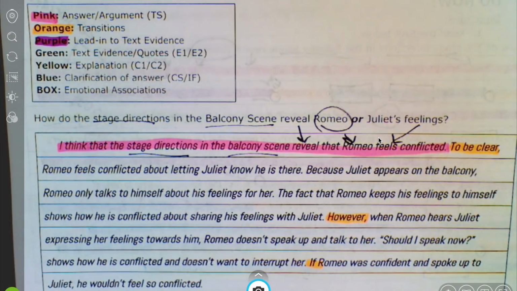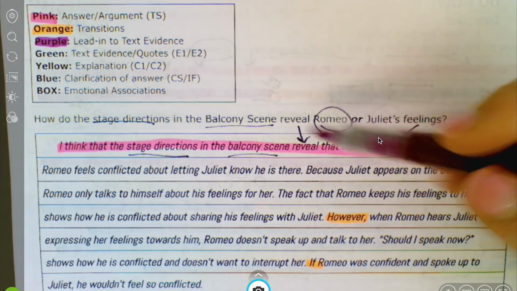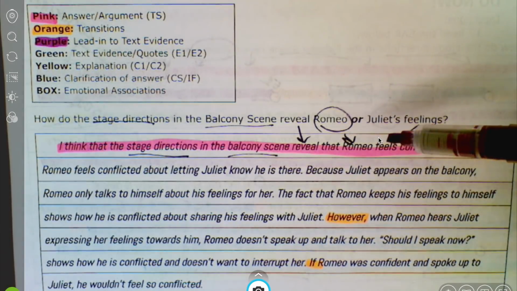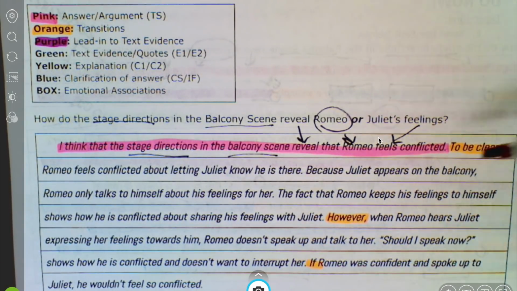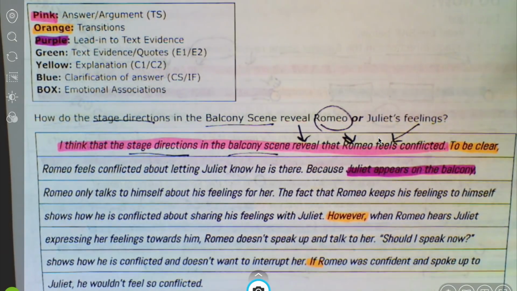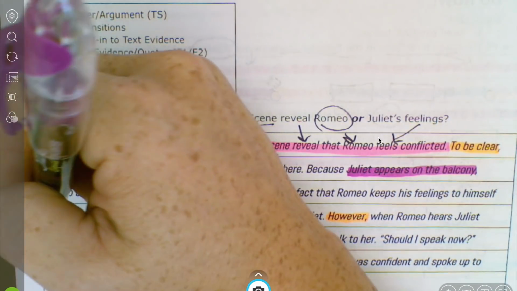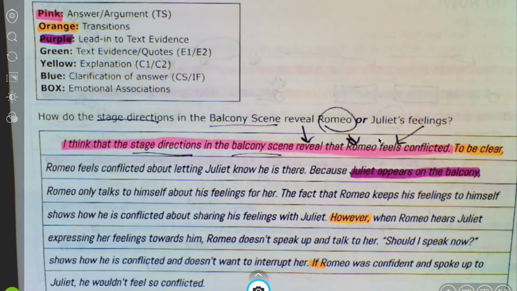All right, the next part is purple. So the purple is the lead-in to the text evidence. So I'm going to look here. I see my "To be clear" sentence, so I'm going to move past that, and I see this word "because," and then I see "Juliet appears on the balcony. Romeo only talks to himself about his feelings for her." All right, this "Juliet appears on the balcony" is definitely explaining what's going on in the story at that time, but everything else is kind of extra. It's kind of just there.